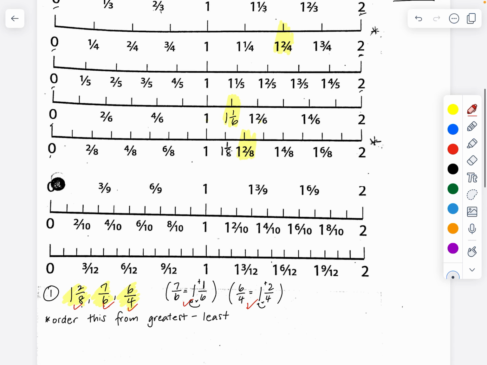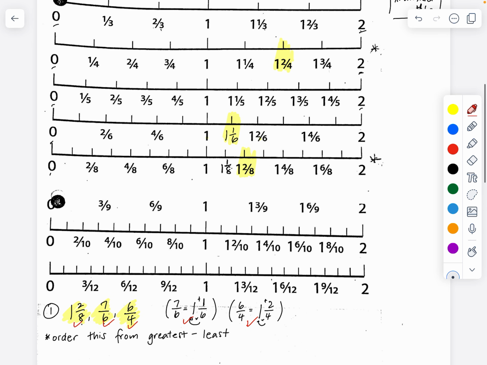It is now easy to see which one is the greatest and which one is the least fraction. So the greatest mixed number will be the one that's closest to 2. So I know 1 2/4 is the greatest fraction because it's closest to 2 on the number line. If I look at 1 1/6, it's the one that's actually closer to the left, which means it's closer to 0. So this is the least. And then 1 2/8 is in the middle.